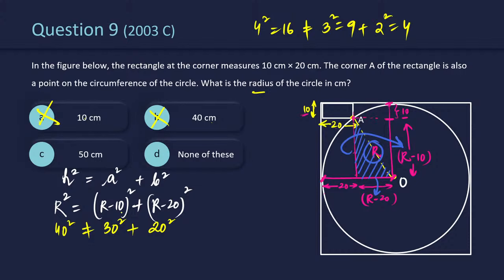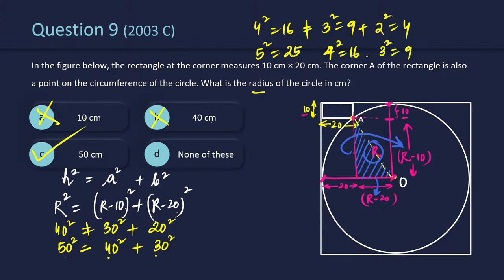Let's look at C now. If I put radius as 50, 50 minus 10 is 40 whole square, 50 minus 20 is 30 whole square, 30 square plus 40 square is equal to 50 square. If you remember the triplet that we just saw in the last question, this is in the ratio 3:4:5. So this should be the answer. If you don't trust it, 5 square is 25, 4 square is 16, 3 square is 9, 16 plus 9 is 25. So the answer turns out to be C.